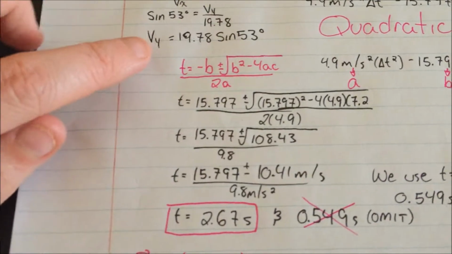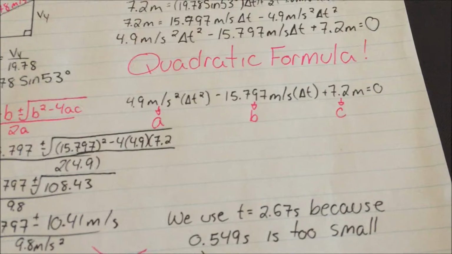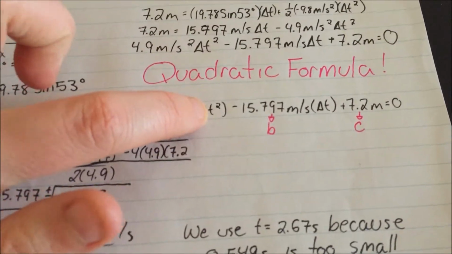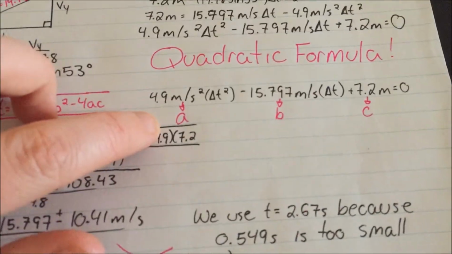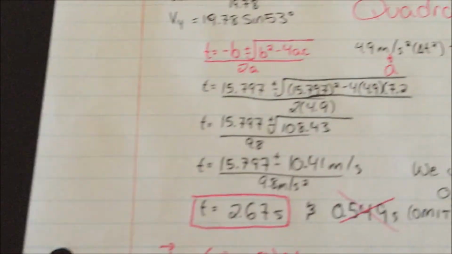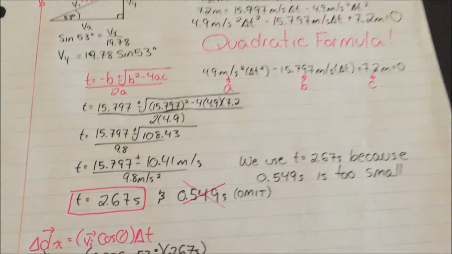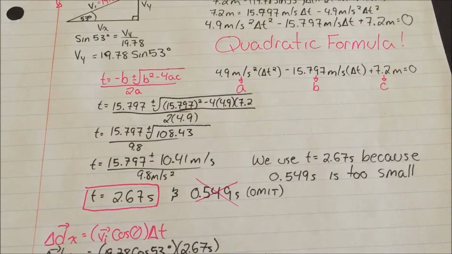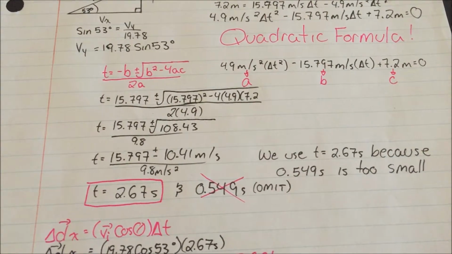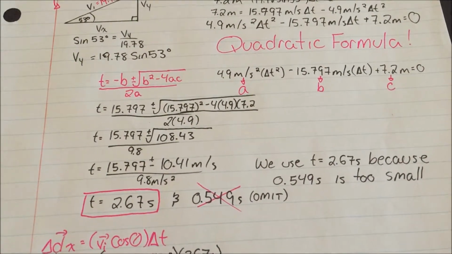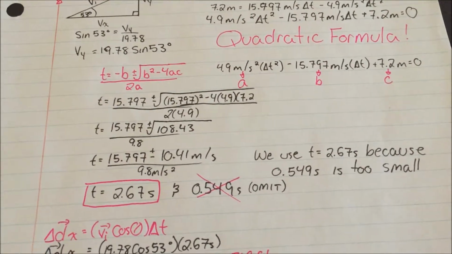In order to know what variables to put where, your quadratic needs to be written from your highest exponent, so t squared, to your lowest exponent, which is nothing. And this is your a, your b, and your c. So you put that into your quadratic formula and you solve for t. Now we get two answers when we use the quadratic formula. We get t is equal to 2.67 seconds and 0.549 seconds. We need to omit the 0.549 seconds because it is too small to be logical for the answer.